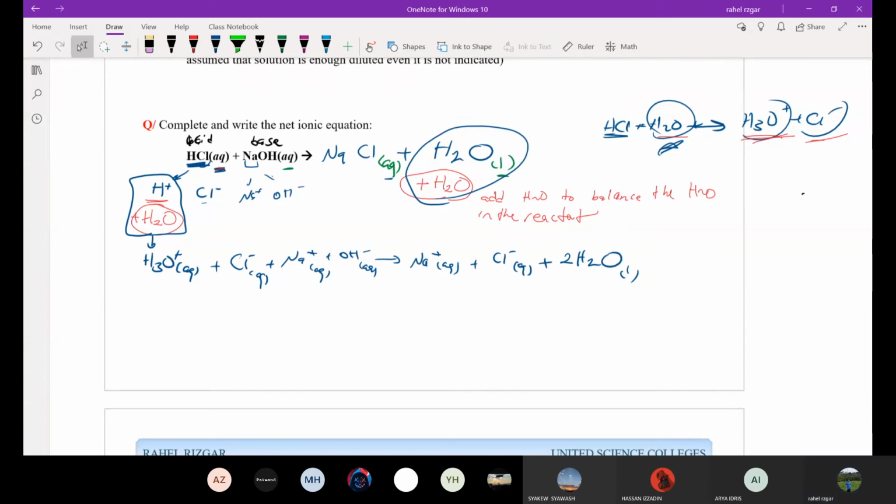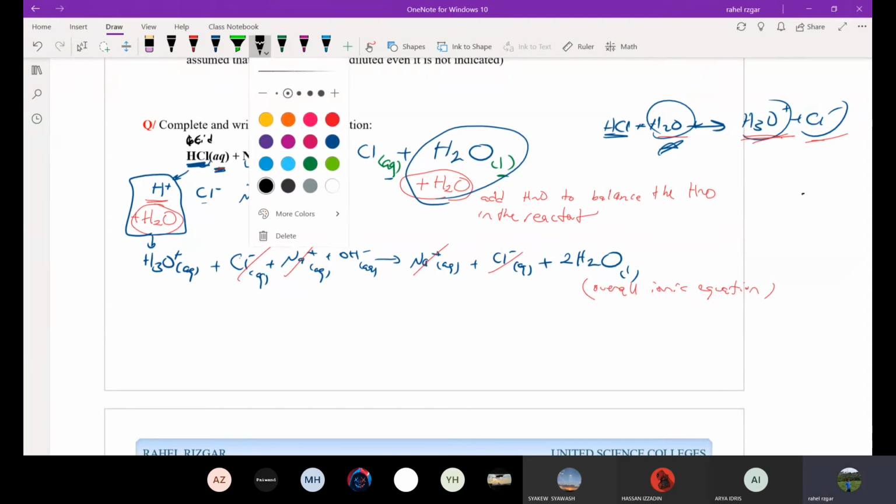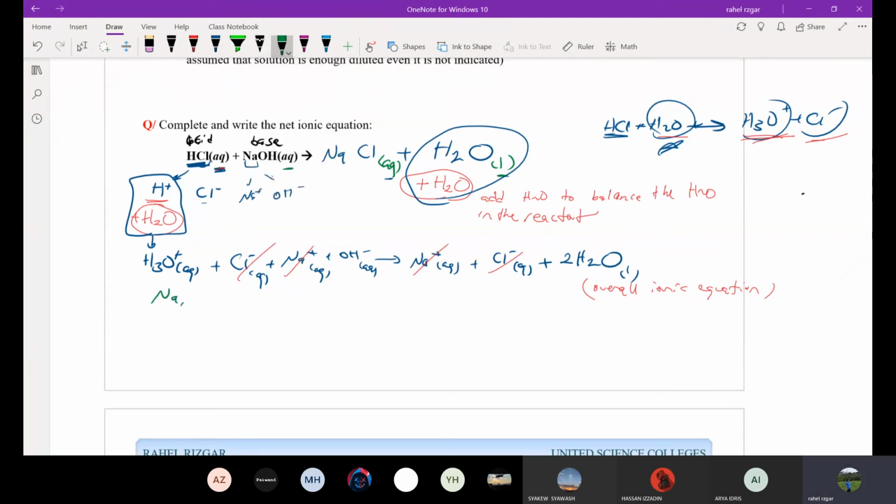Now, what can be cancelled in this equation? So this is the overall ionic equation. What are the ions that can be cancelled? Na and Cl. So Na and Cl are spectator ions.